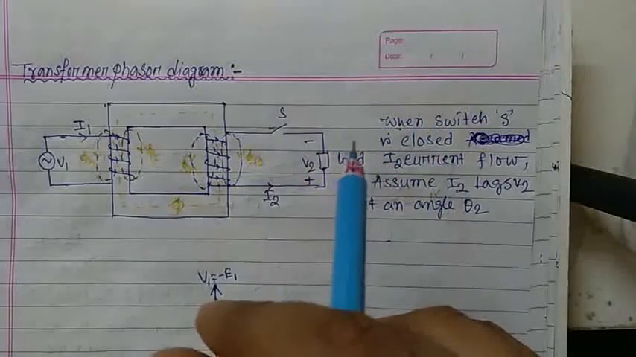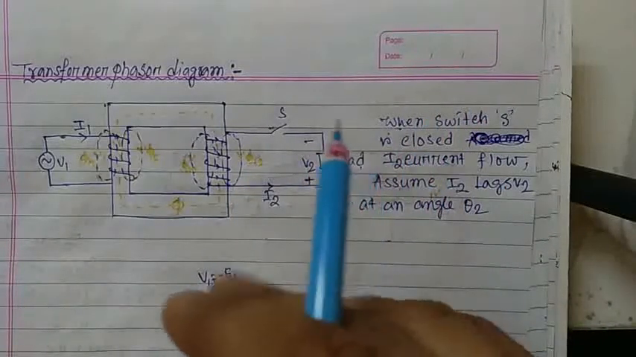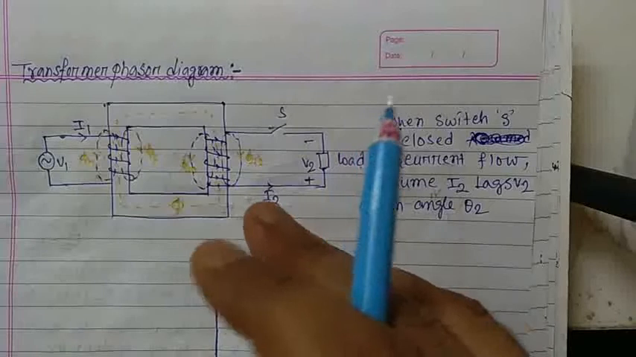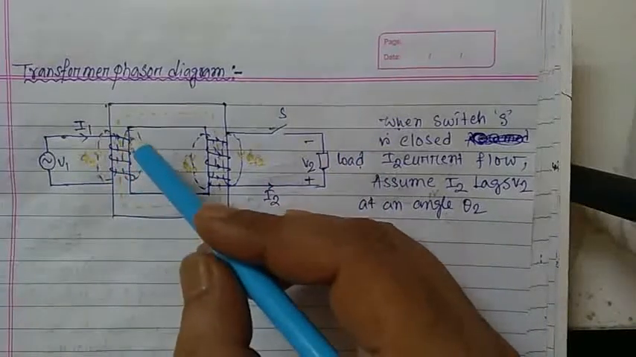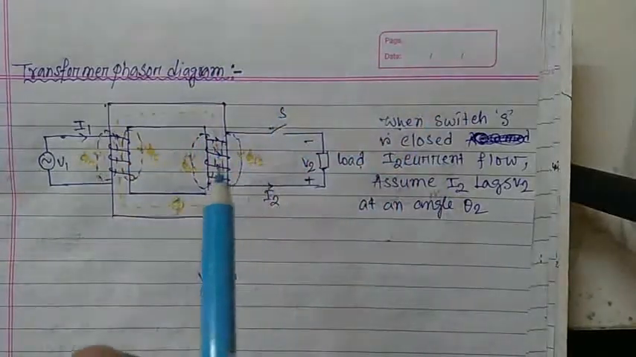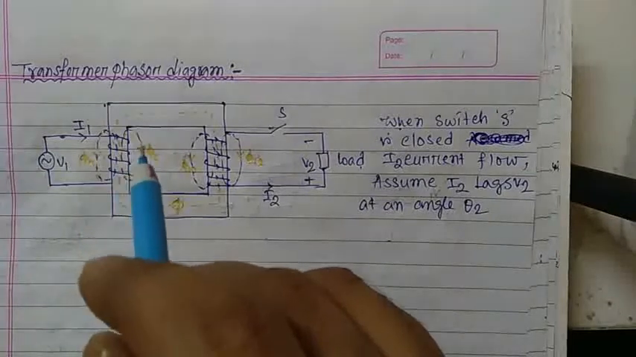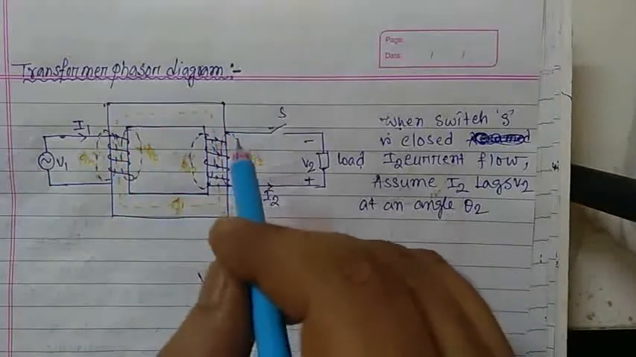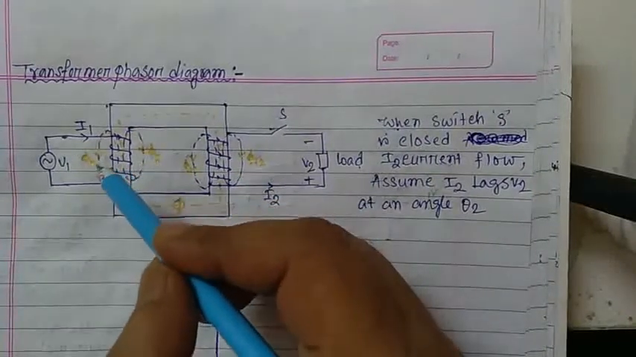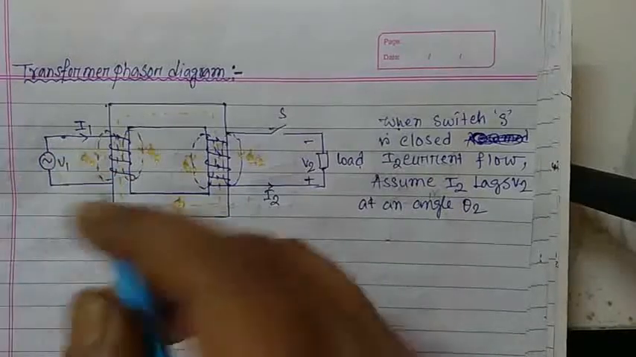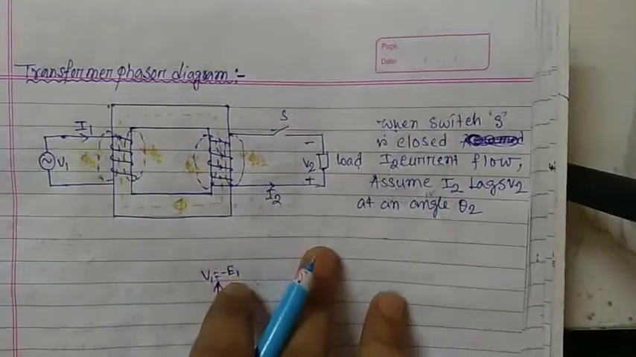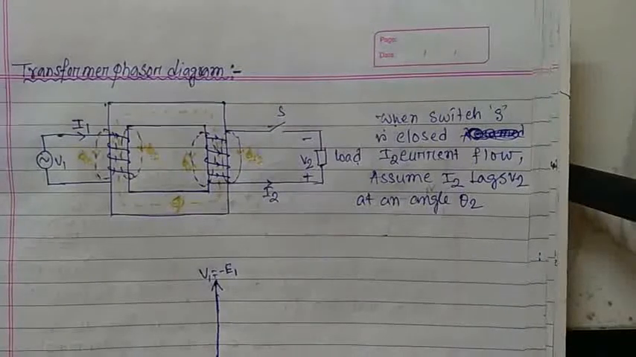In actual practice, there is no existence of an ideal transformer. That means you have to introduce the resistance of the primary and secondary windings. Flux is not confined in the core. That means there is leakage flux in the primary and secondary, and core loss is not negligible.